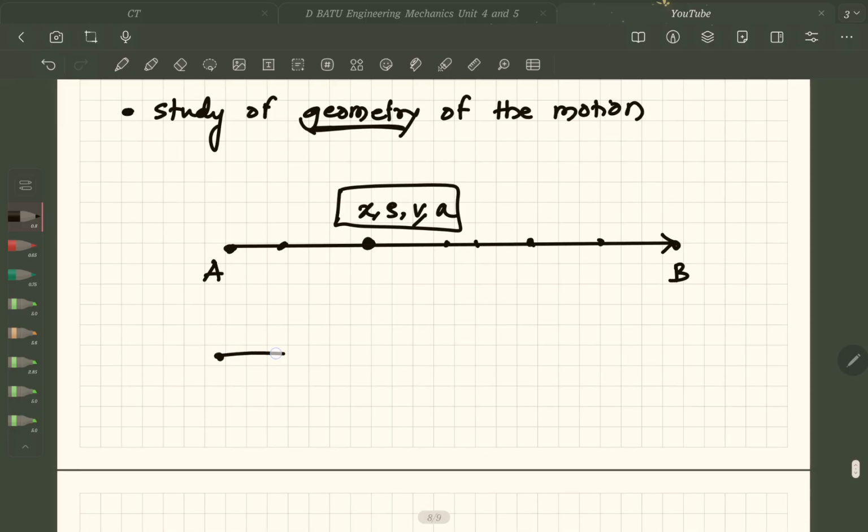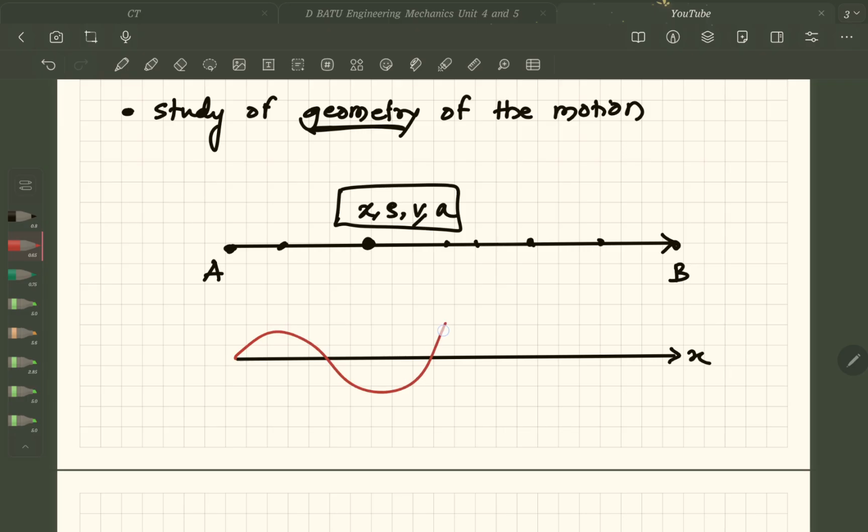It can be used in curvilinear motion as well. If I take this as the x-axis, and the object is moving like this, then at any particular point of time, again I should be able to find out these four parameters, that is the position, displacement, velocity and acceleration with respect to time. If I can find out the four parameters at any particular point of time, I can say that I know the geometry of the motion.